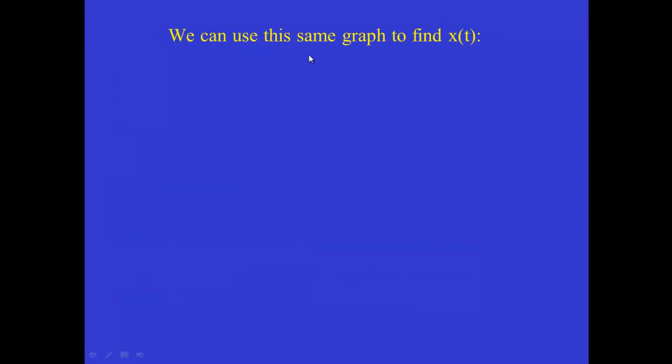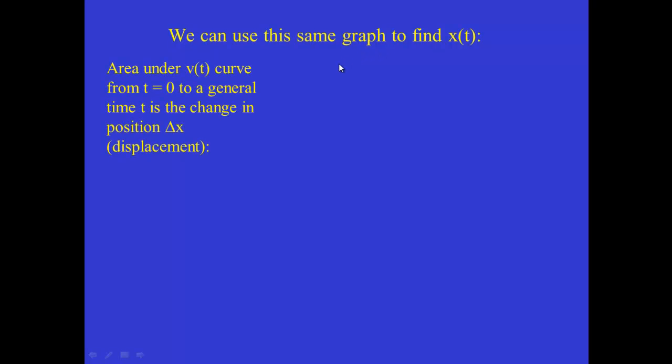We can also use this same kind of graph to find the position at any later time t. And this is very cool because we not only want to know how fast it's moving at a particular time, we also want to know where it is along the x-axis. So how does this work? Well, this relies on the insight that when we have a graph of velocity versus time, the area underneath the curve from t equals 0 to some general time t is equal to the change in position that the object experiences between those two times.